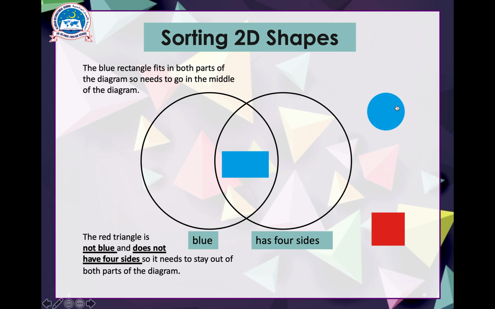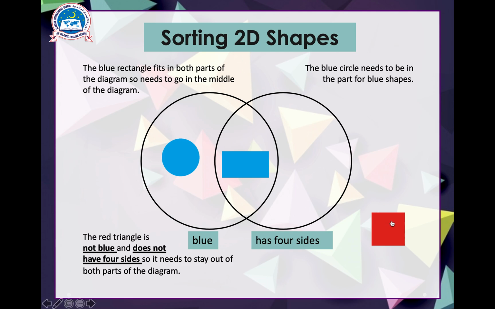Now let's look at this shape over here. We have a circle. Is this circle blue? Yes, it is. But does it have 4 sides? No, it doesn't. So we are going to put it only in the part of the circle that says blue.